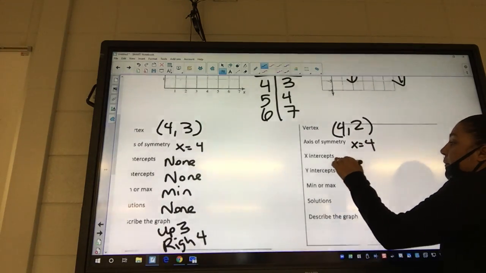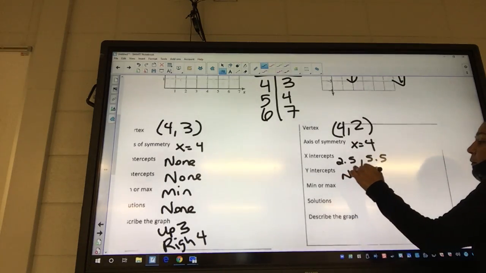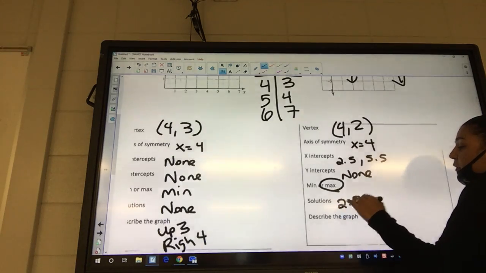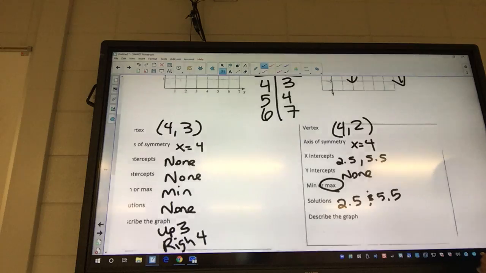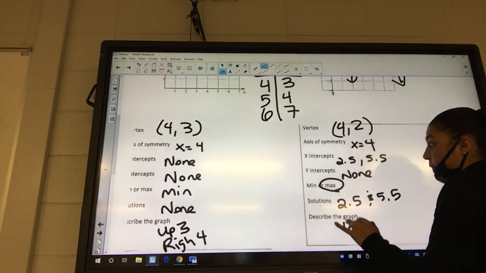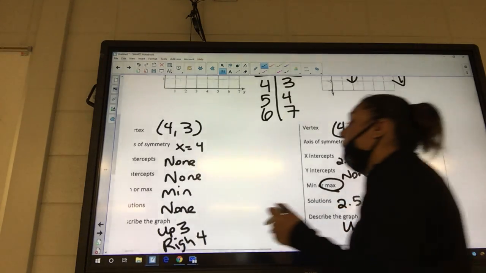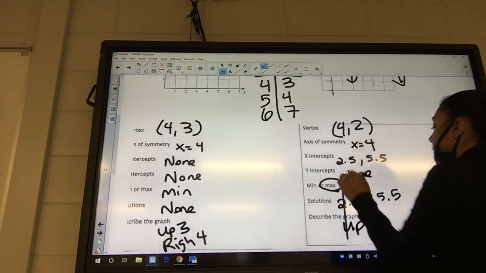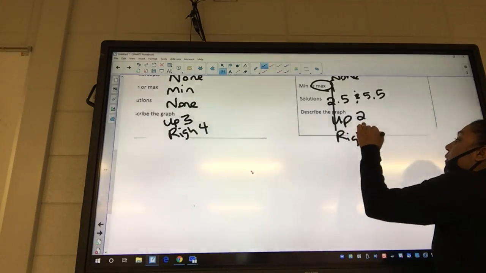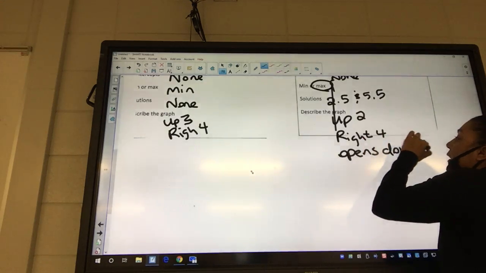X-intercept. 2.5, 5.5. Y-intercept. None. Min or max? Max. Solutions. 2.5 and 5.5. And description. Up 2. What else? Right 4. And opens down. Does it have a slope? No. So we don't need to have a slope on here.